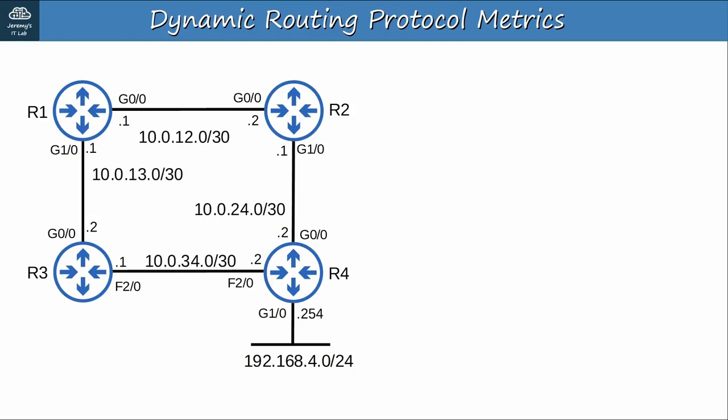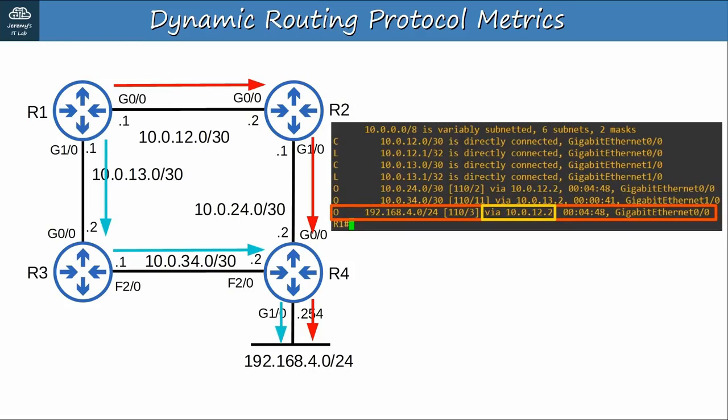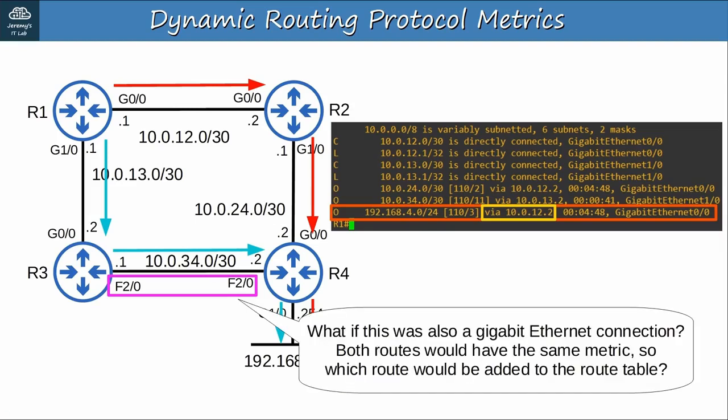Here, in this slide I showed you before, although R1 learns two paths to 192.168.4.0/24, one via R2 and one via R3, only the route via R2 is added to the routing table. This fast Ethernet connection here has a higher metric cost than the other gigabit Ethernet connections, so this route is less favorable. Now you might be wondering, what if this was also a gigabit Ethernet connection? Both routes would have the same cost, so which route would be added to the route table?